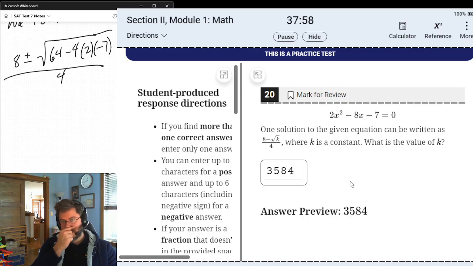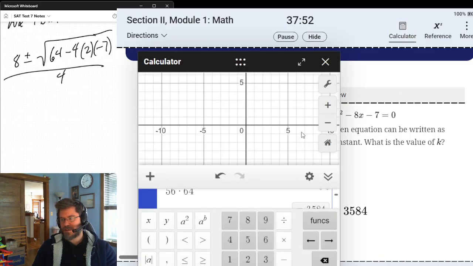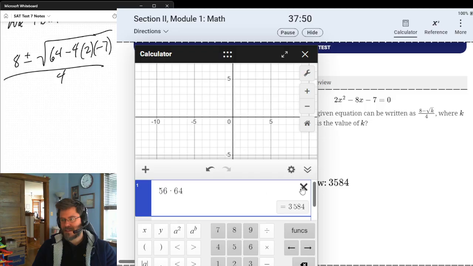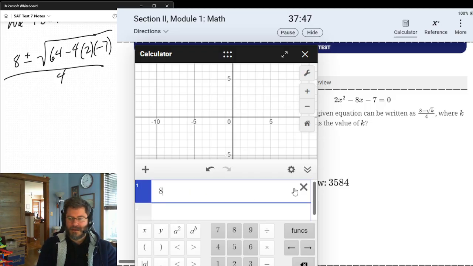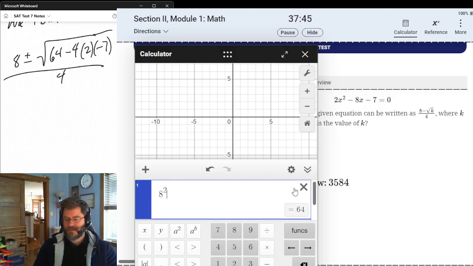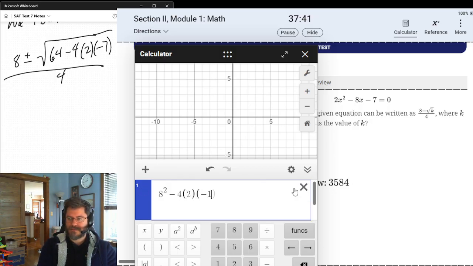And that should be our correct answer, because they don't want me to square root it. They just want what's under the square root. And if you really want to be certain about it, you could just type in all that stuff. You could just type in 8 squared minus 4 times 2 times -7.